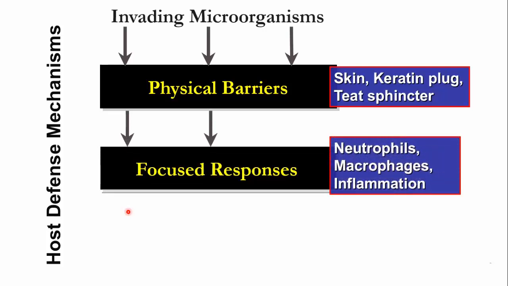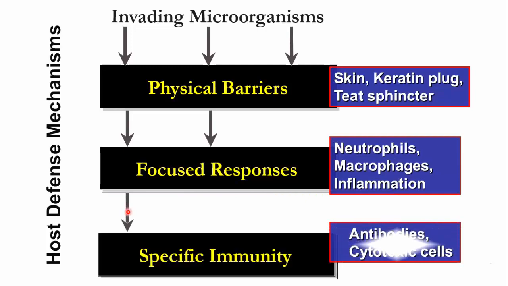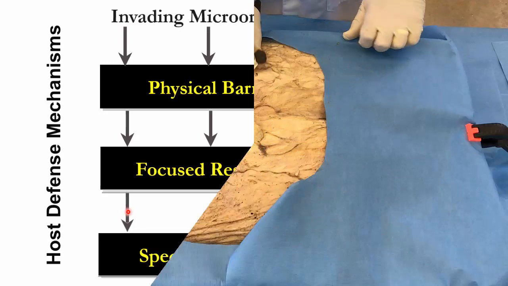These are neutrophils, macrophages, and the inflammatory response that comes from the blood into the mammary gland to help fight off the bacterial infection. And then finally, we have what most people think about when we talk about immunity, and that's specific immunity, where the cow builds up antibodies or where we can use a vaccine to try and prevent mastitis, or the production of cytotoxic cells.